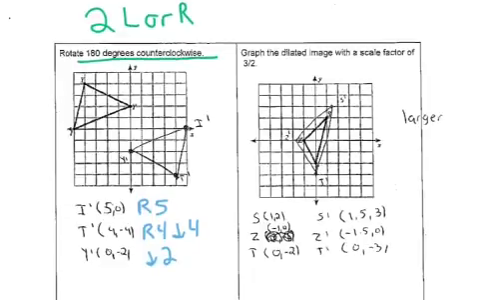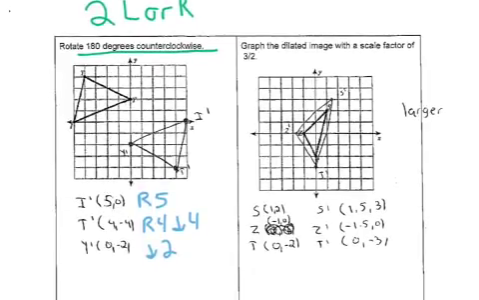For the next one, we are graphing the dilated image. So if it's a scale factor of 3/2, this is bigger than 1, so I know my image should be getting larger. My first step would be to actually list my ordered pairs. So for S, my ordered pair is 1, 2. For Z, it's -1, 0. And for T, it is 0, -2.